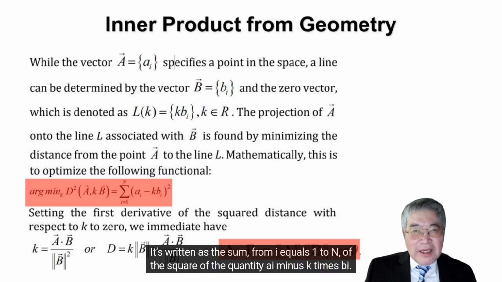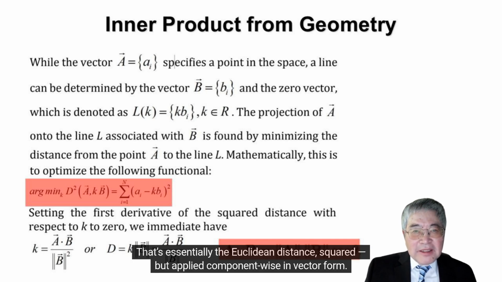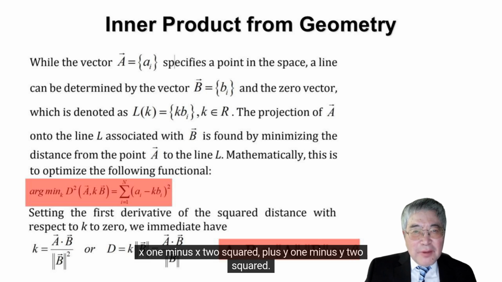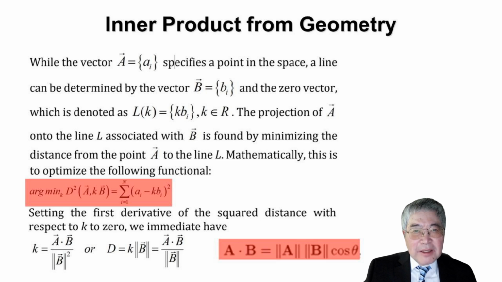It's written as the sum from i equals 1 to n of the square of the quantity ai minus k times bi. That's essentially the Euclidean distance squared, but applied component-wise in vector form. This is an extension of the classic distance formula you saw in high school geometry, the square root of x1 minus x2 squared plus y1 minus y2 squared. But now we're doing it in higher dimensions.